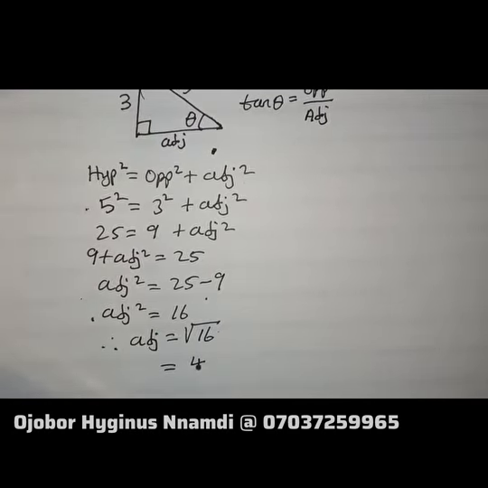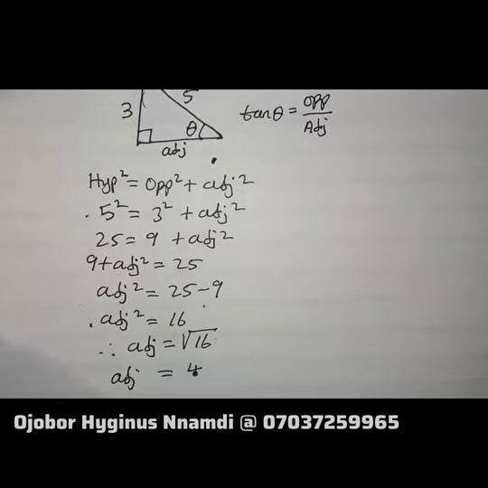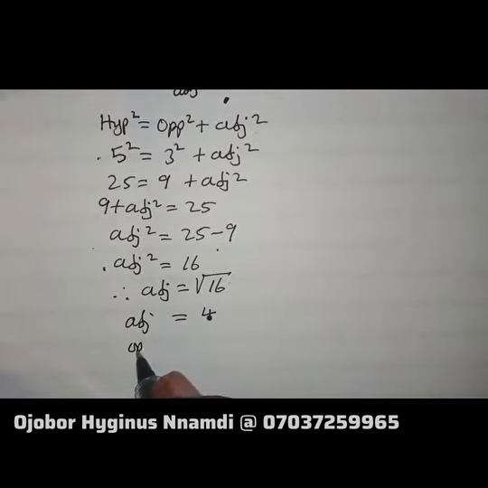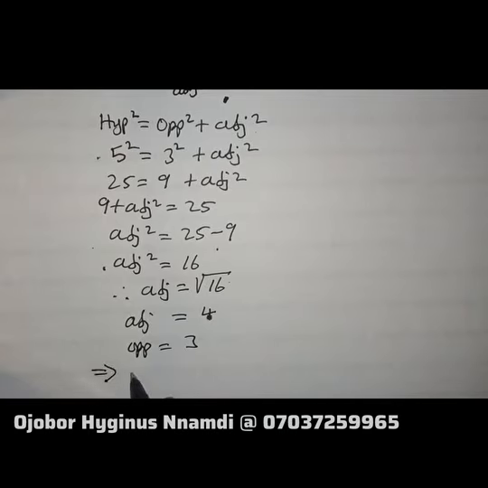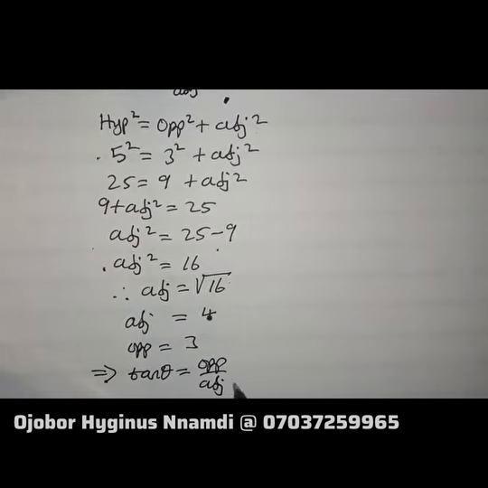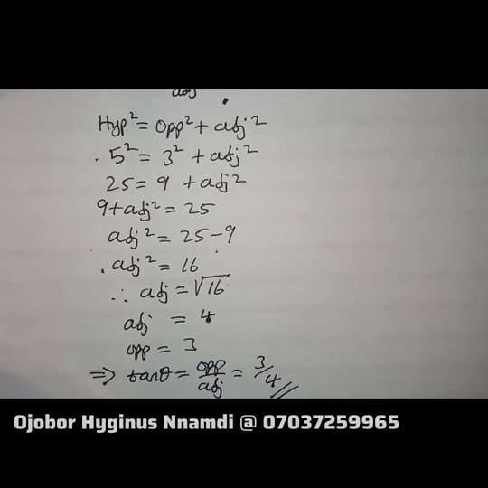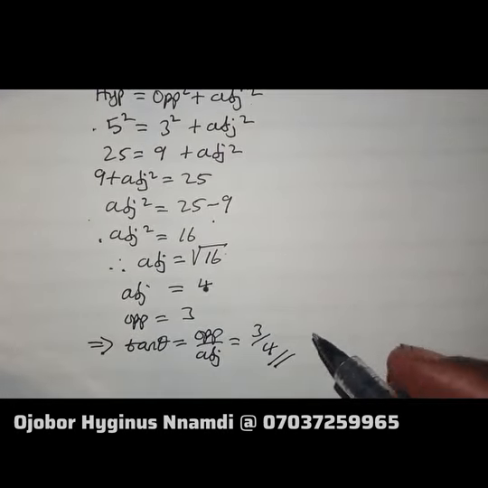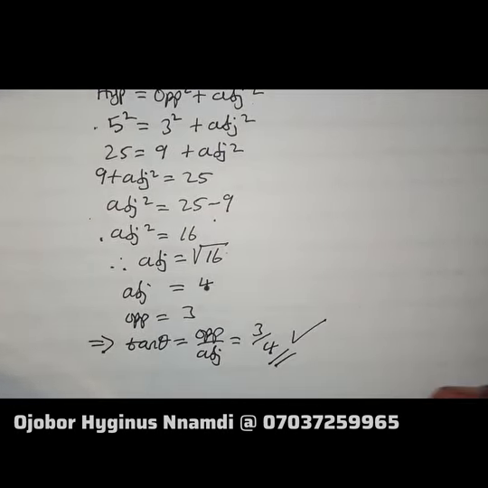And we are looking for opposite over adjacent. Adjacent is 4, while opposite is 3 from the question given. Therefore, tan theta will now be equal to opposite over adjacent, and that is equal to 3 over 4. This is the answer. So this is our question, and we are done with it. See you in our next class.